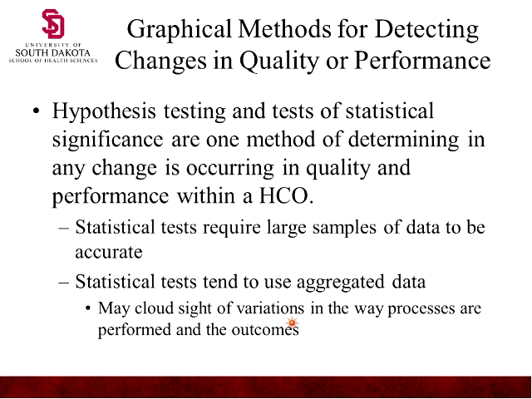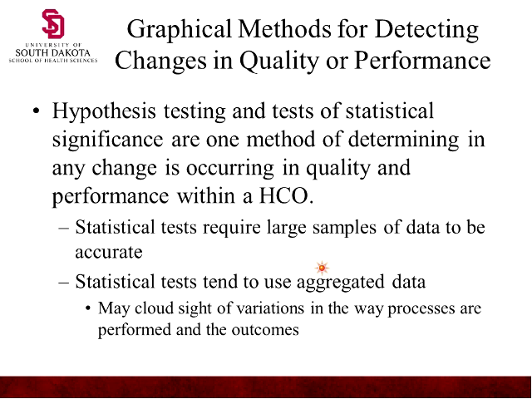Now, statistical tests tend to use aggregated data. They may cloud variations in the way processes are performed and outcomes. If they're aggregated data, I call that homogenized data. The process of homogenization is really this. In milk, if you had raw milk and you set it in the refrigerator, the cream would come to the top, and the milk at the bottom would be mostly skimmed milk. So what they do is they have a process where they mix the cream with the milk. In whole milk, it's all that cream. In 2%, it's 2% of the cream mixed with the milk, and 1%, 1%.